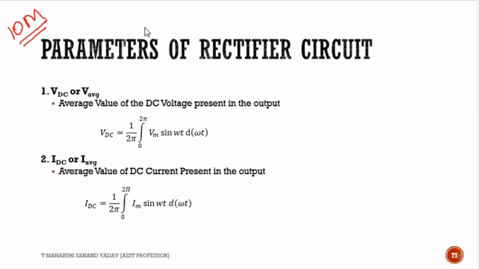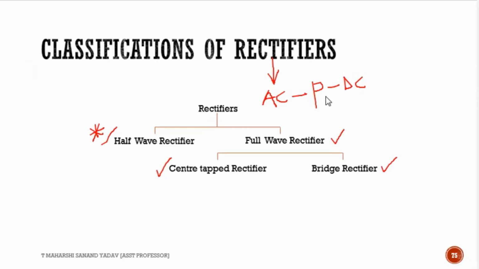You can see any previous question paper, definitely this question will be there. Once you are perfect with all these parameters, it will be very easy for you to understand all these transformers or rectifiers as well, like center tapped and bridge. We shall deal with different kinds of parameters, like how many parameters are there. We shall deal first with all those parameters. After understanding all those parameters, we shall derive them for half wave and full wave.